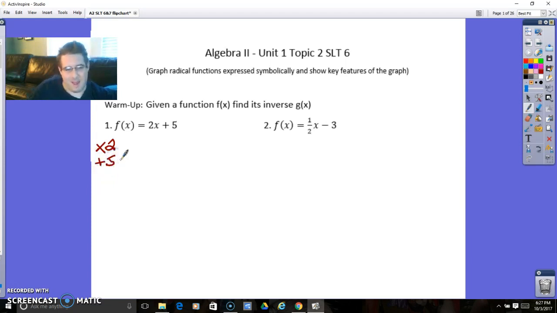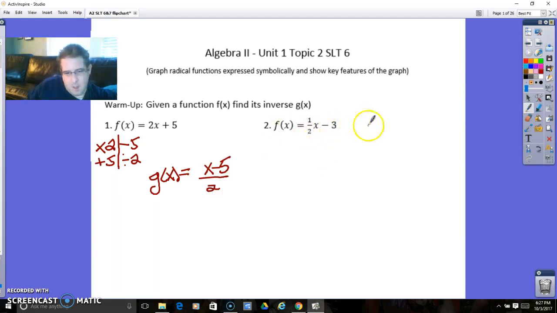Now, when you're finding the inverse, you're going to do the exact same operations, but the opposite operation in the opposite order. So instead of adding 5, I'm going to subtract 5 first, and then instead of multiplying by 2, I'm going to divide by 2 second. Okay, so g of x is equal to our variable minus 5, and then divide everything by 2.